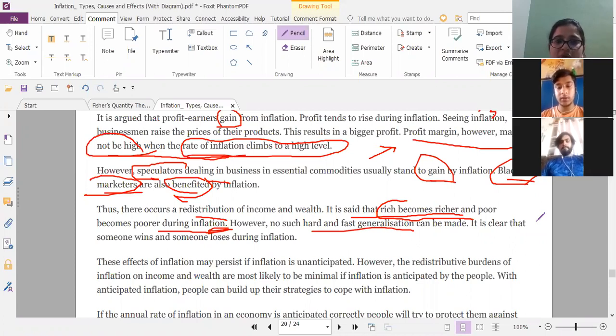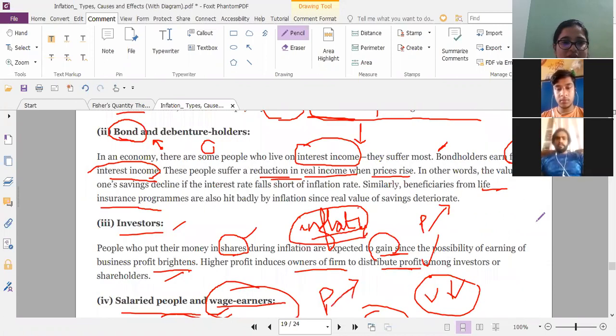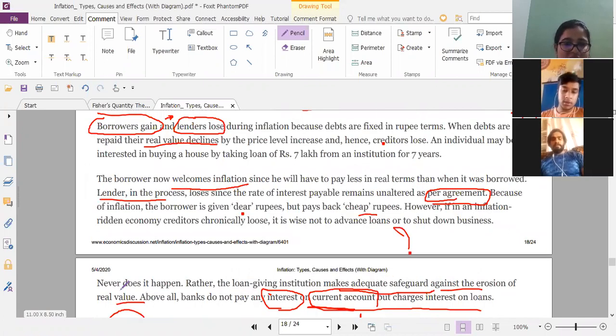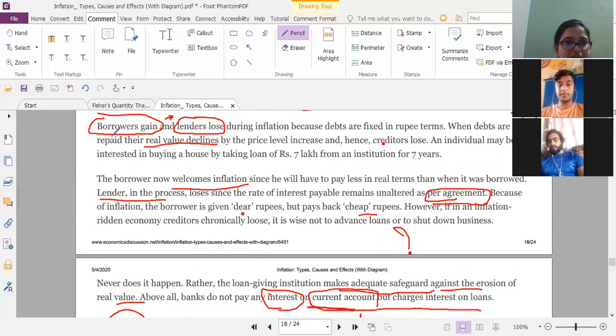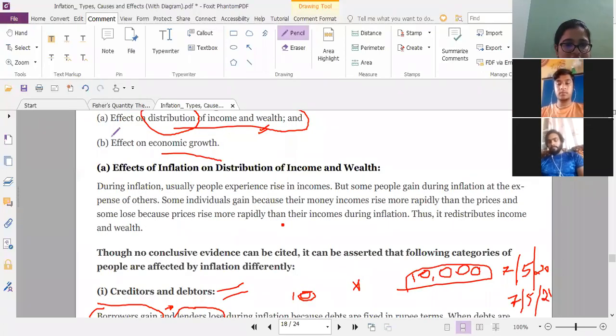Okay, among the poor, take any example. Who are at loss? Salaried people, right? Salaried people are paid. So we saw salaried people are at loss, right? And we also saw the bondholders are at loss.